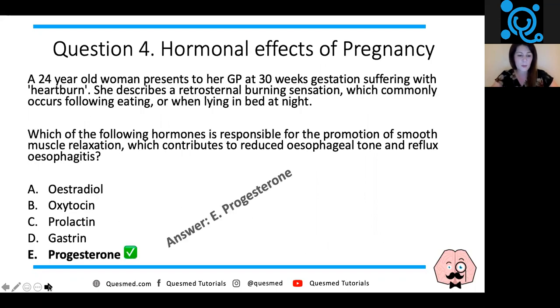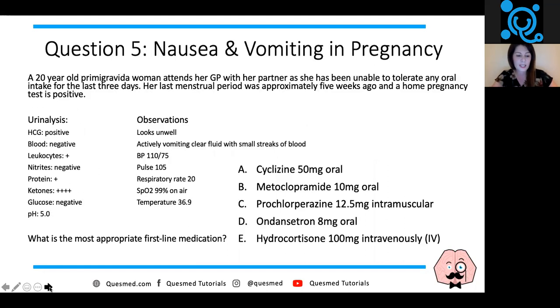So if we go back to the question there, the hormone responsible for the smooth muscle relaxation of the esophagus is progesterone. So we'll move on to the next question. And again, I'll give you a moment to answer that.